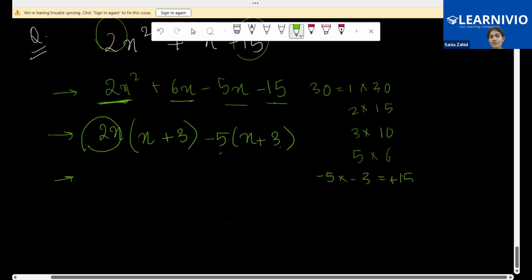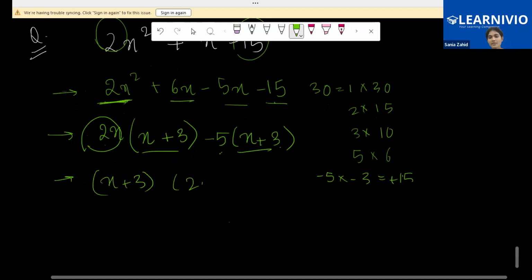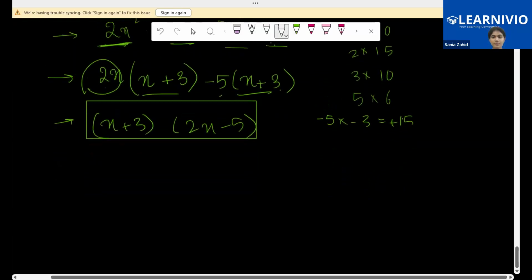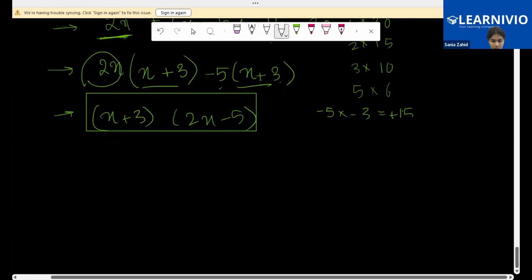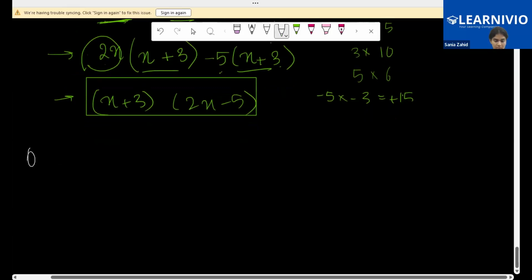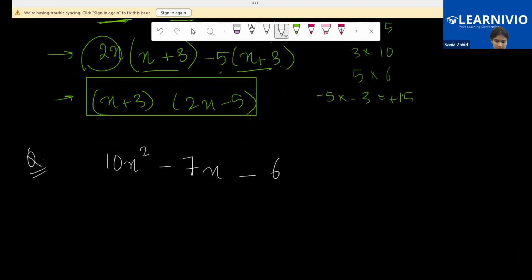Now, children, we have x plus 3, and then we are left with 2x minus 5. So please tell me, are you getting these answers only? Yes, ma'am. Abdullah? Okay. Next, focus here. 10x square minus 7x minus 6.